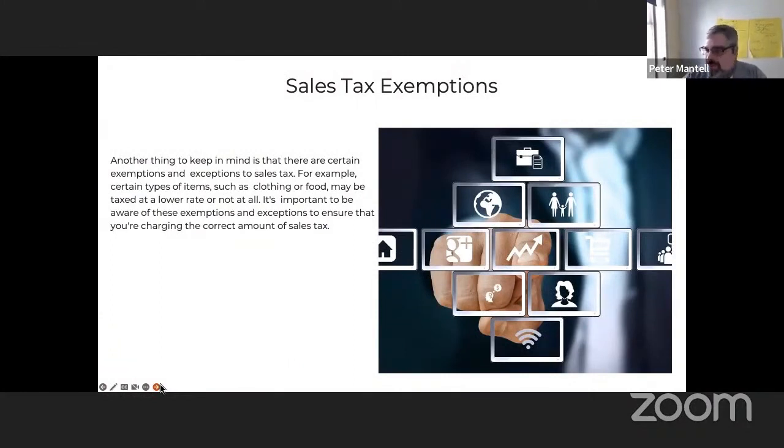So one of the other issues now is not only do you have to figure out what the right rate is, but if you're selling products such as supplements or other items, those things can be exempt depending on the state.